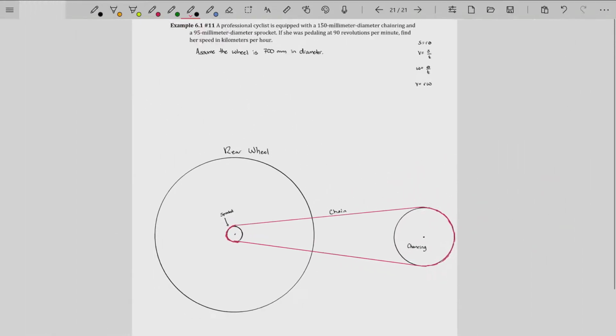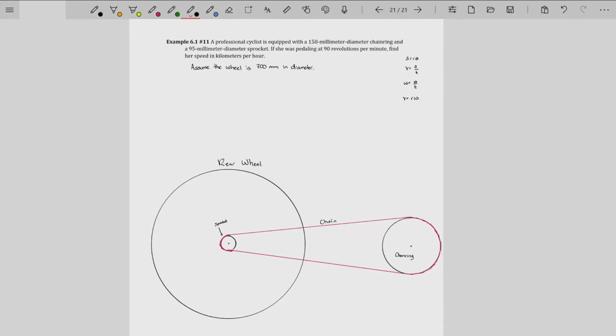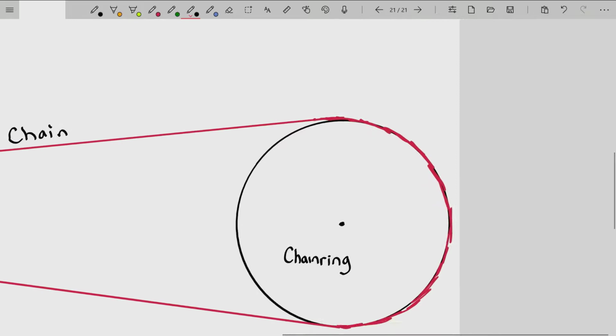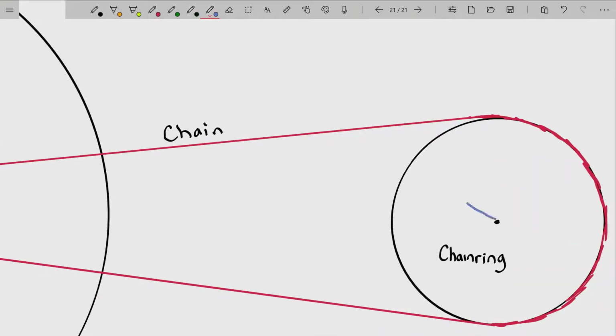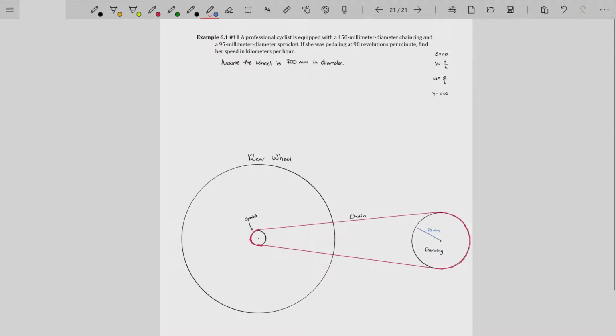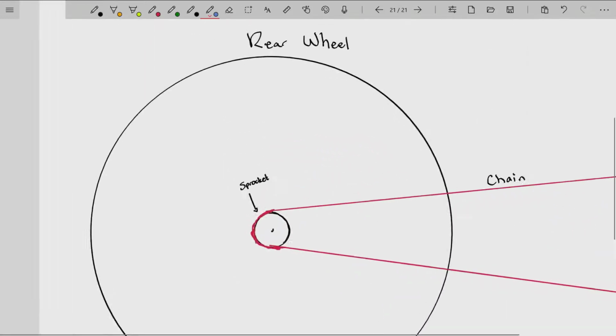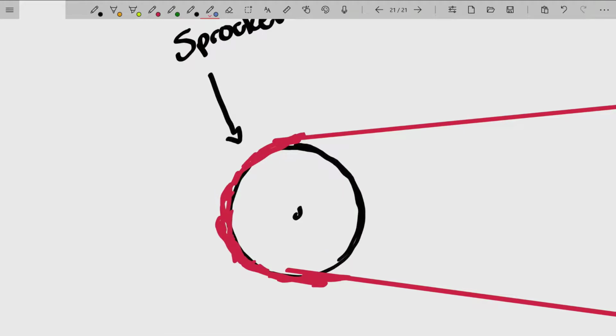So let's go ahead and just write in all the information it's given us. A professional cyclist is equipped with a 150 millimeter diameter chain ring. If that's the diameter, then the radius of this chain ring, which I'll just draw right here, is 75 millimeters. It's the 75 millimeter radius. Now let's see what else they gave us. Zooming out so I can see. Let's see. 95 millimeter diameter sprocket. So the smaller piece here, the sprocket, is 95 millimeters in diameter, which is 47.5 millimeter radius.